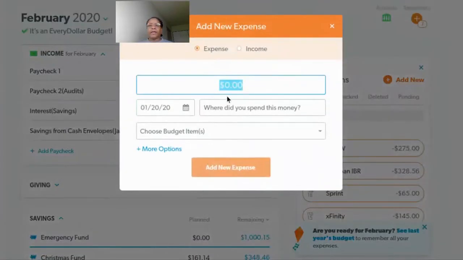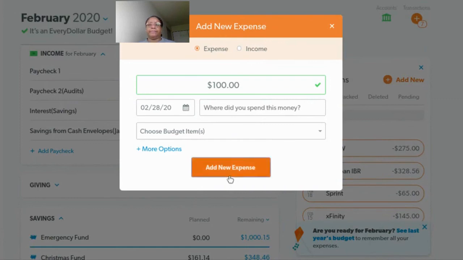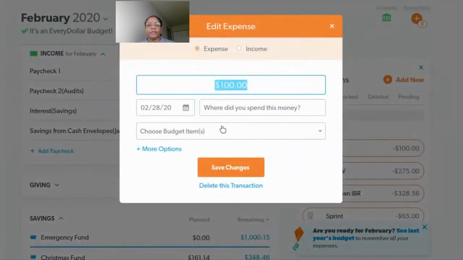And Geico for my car insurance. I think that one is supposed to go down, and so I'm just estimating $100 for that, and I normally pay that by the 28th. Okay, and I didn't put a name for Geico. So that was weird looking.